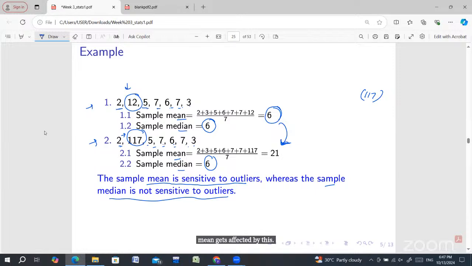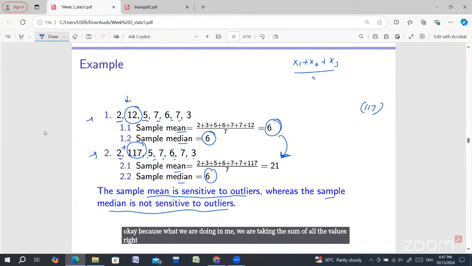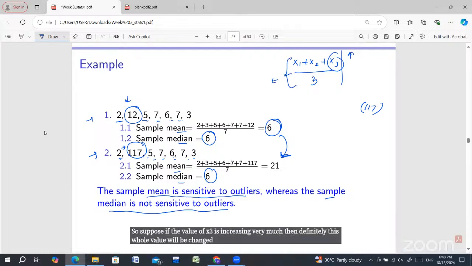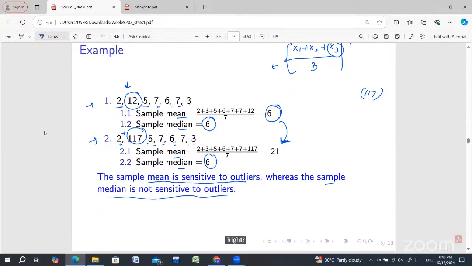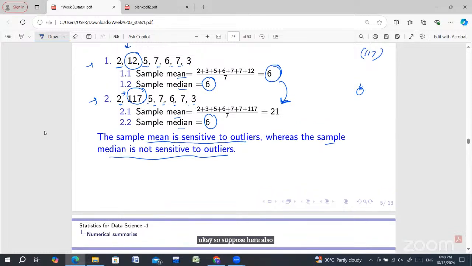Okay, because in the mean, we are taking the sum of all the values, right? So suppose the value of x3 is increasing very much, then definitely this whole value will be changed. And in median, what we do, the median is based on the position of the data point. Suppose here also there are 7 observations: 1, 2, 3, 4, 5, 6, 7.